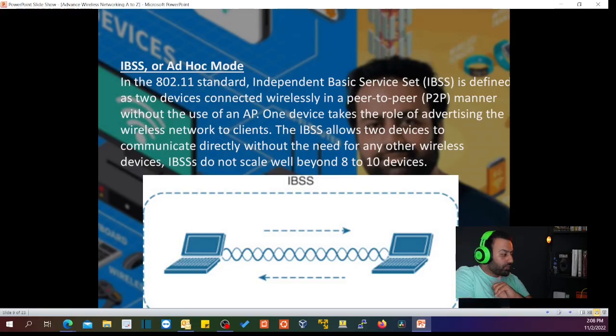Okay, so let's say I have two devices. If I open a hotspot on my phone and access the internet from this phone, this is called the IBSS. So these two devices communicate with one another, it is point to point. I mean, no one else is using it. If I turn on the hotspot, that's the way it works.